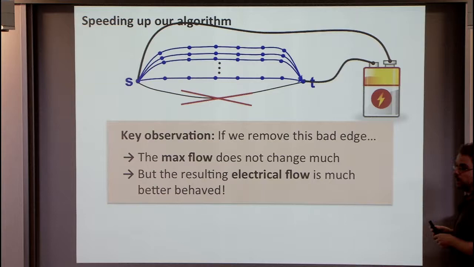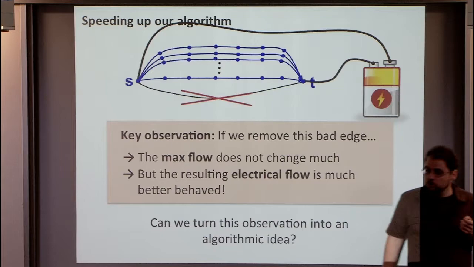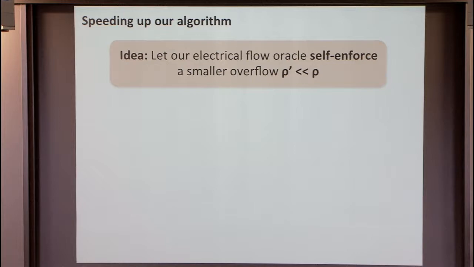Okay, so this is an observation, and it works for this particular case, but can we turn it into a general, reliable algorithm? And of course, I wouldn't be asking this question if you couldn't do that. Roughly, the idea is the following. We make our oracle self-enforce some smaller rho prime. So we have some ideal rho prime that we would like to enforce.